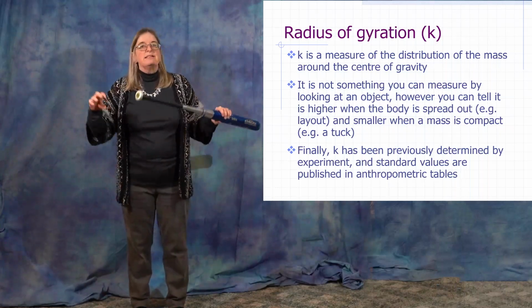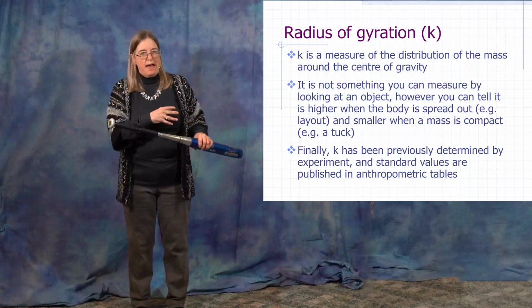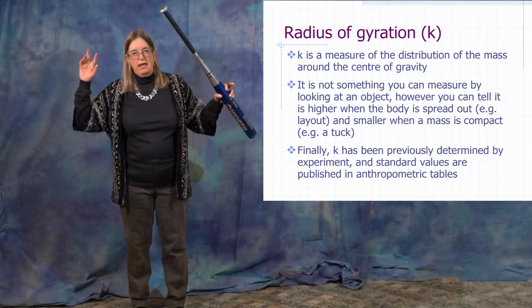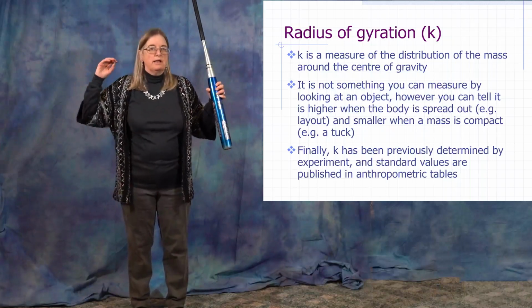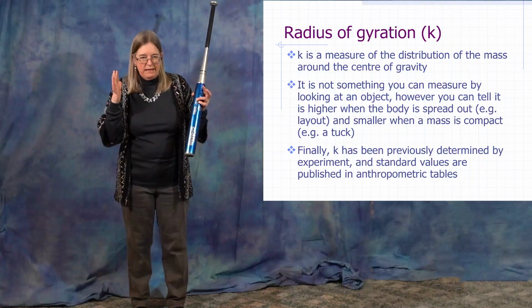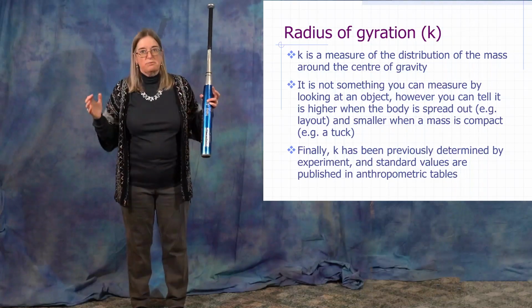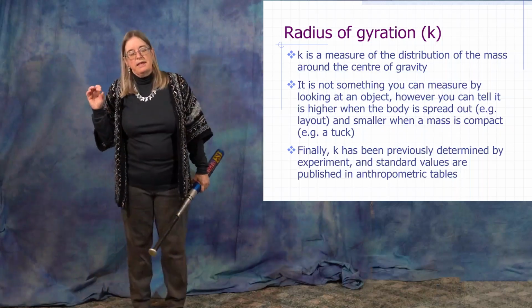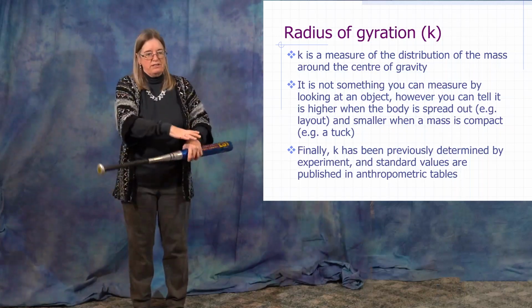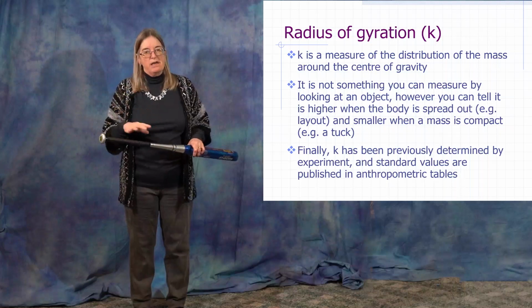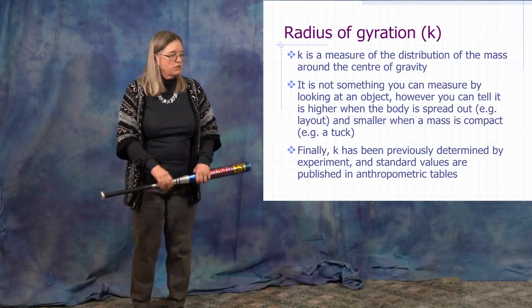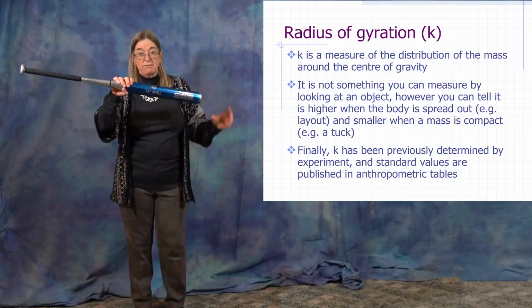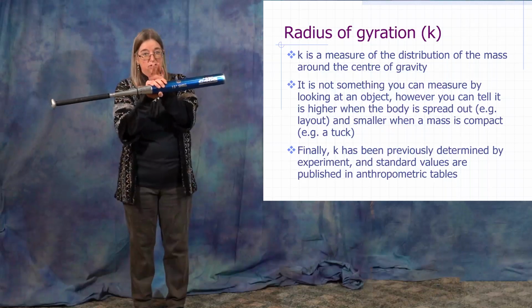What it represents is the distribution of the mass. Again, it's a measure in a linear distance measurement, so meters, centimeters, that represents the distribution of the mass from the axis of rotation or around the center of gravity, if we do that sort of base one.